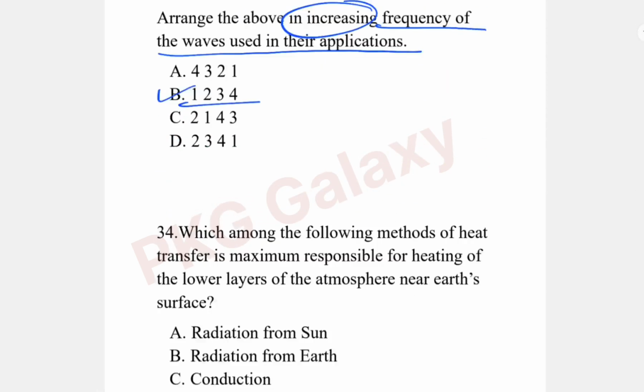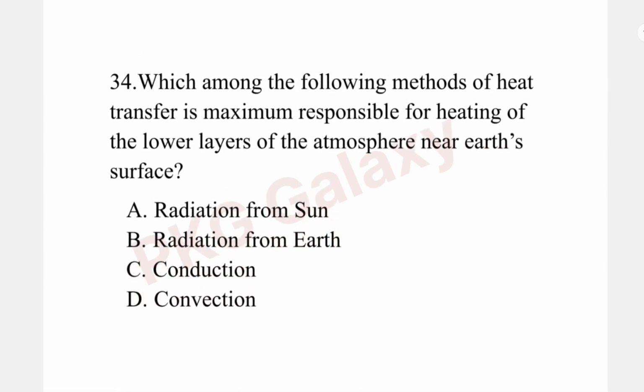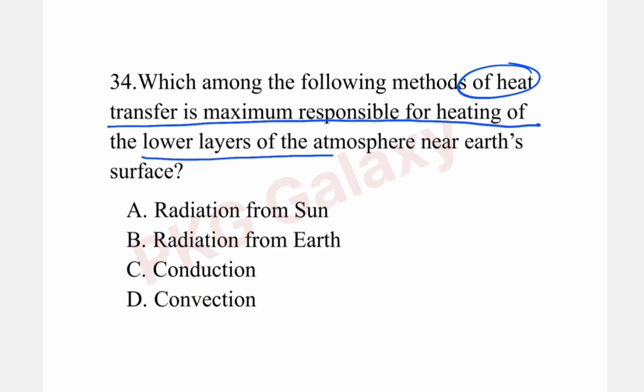Okay, next question. Which among the following methods of heat transfer is maximum responsible for heating of the lower layers of the atmosphere near the Earth's surface? Option A, radiation from sun. Option B, radiation from Earth. Option C, conduction. And option D, convection. The correct answer is option B, radiation from Earth.